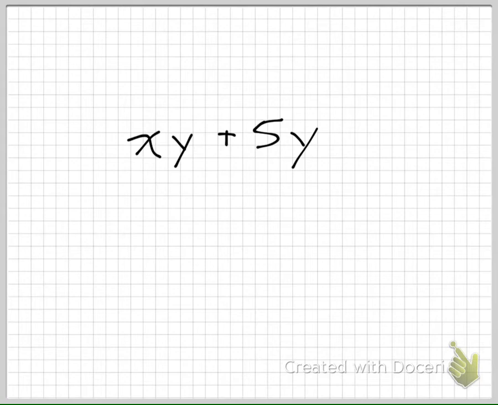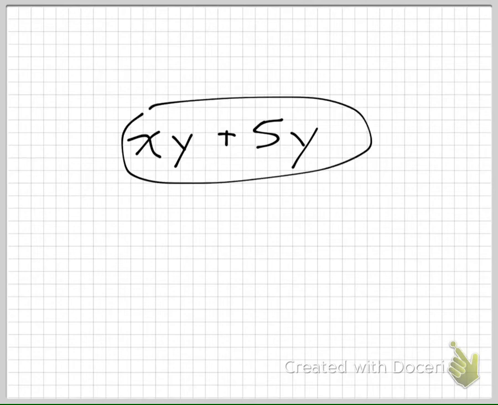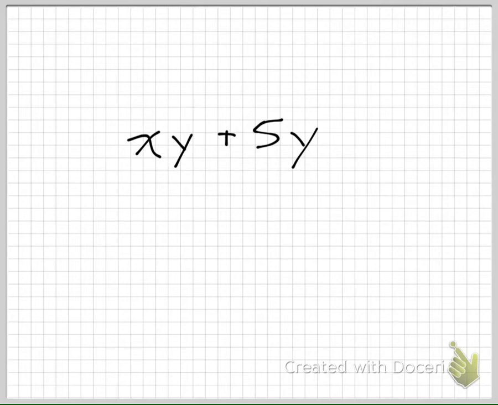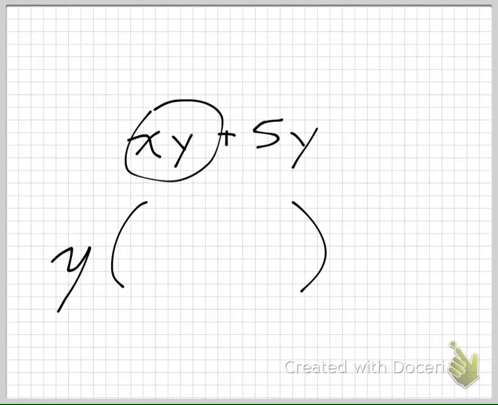If I asked you, if I was going to solve this for y, if I was going to get y alone here, what could I do? I could divide the whole thing by y. I could factor this. I'm going to pull out what I can. What can I pull out of each one of these terms? A y. I'm going to pull him out. I'm going to distribute him by dividing. I'm going to divide this by y, and I'm going to divide this by y.